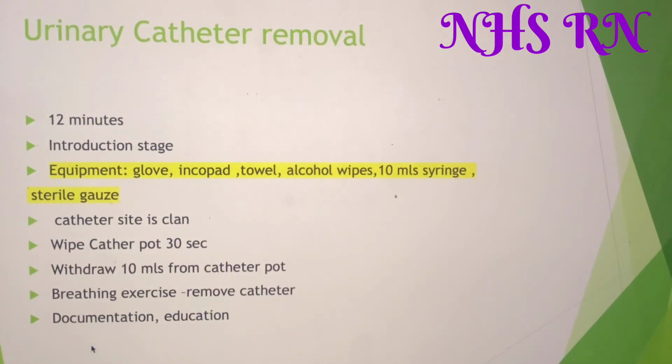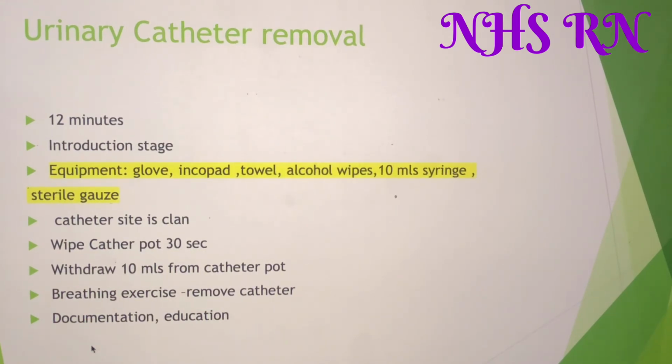The next station is urinary catheter removal. This is a 12-minute station. The introduction stage is similar, going into the patient room and doing all the mandatory things: privacy, hand gel, consent, everything. Then you prepare your equipments: gloves, inco pad, towel, alcohol wipes, 10 ml syringe, sterile gauze, and this is a normal thing when you do it in the hospital.